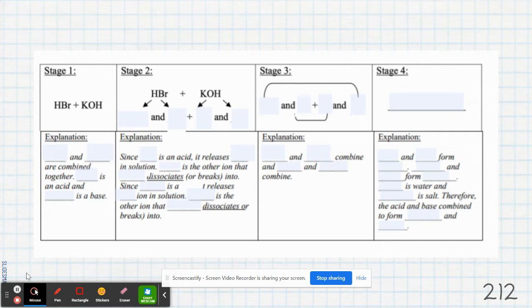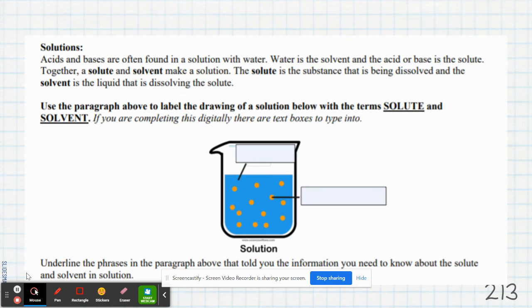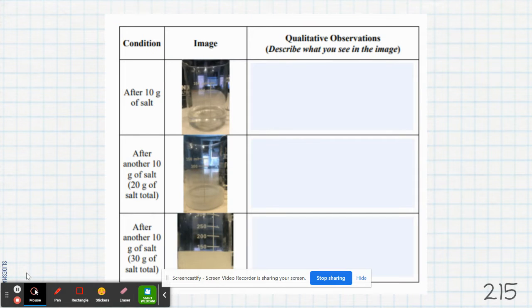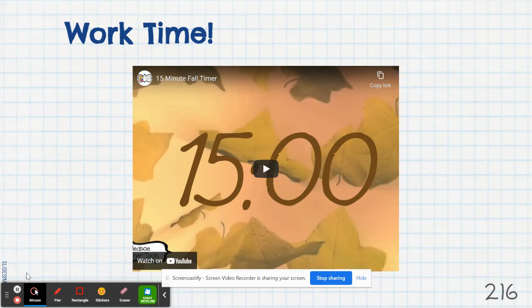For this one, I would like you to pause the video and try and complete this on your own. And then also read through this, looking at solute and solvents and some images. So again, pause this. The kids in class are going to take about 15 minutes to work on this. So please, again, pause this video, and then we'll see how you did compared to what the answers are.